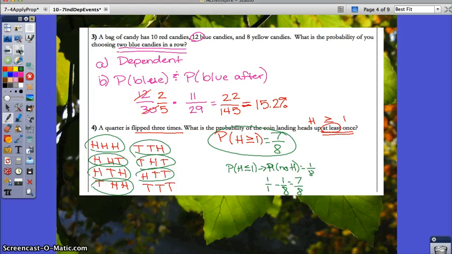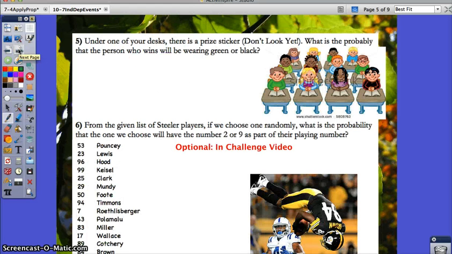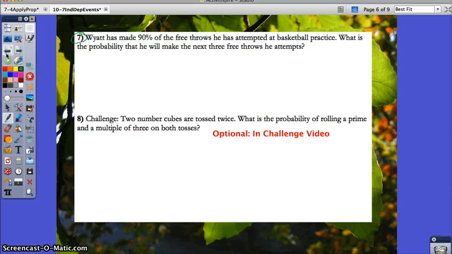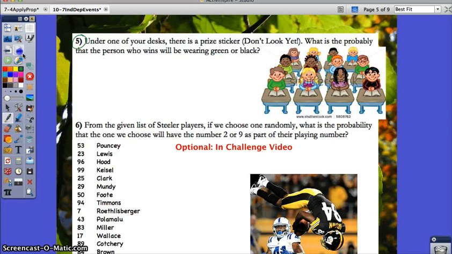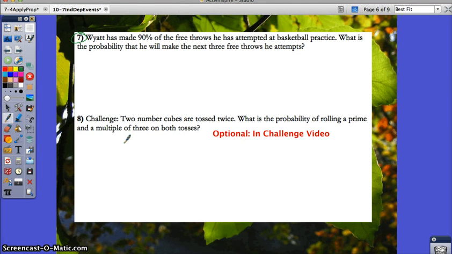Perfect. Okay, so here's the deal. We have a couple more. I want us to do 5 and 7, but I want you to try 5 and 7 first, then press the next video to go over it. 5 and 7, okay, so circle those. Then here's the deal. 6 and 8 are an optional challenge, okay? So they will be in the next video, but they are optional. If you have extra time, you can choose to do them, but you do not have to do them. Go ahead on to the next video.